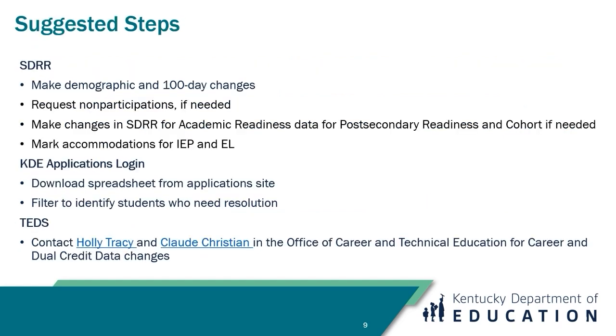Suggested steps. What should I be doing? Well, in SDRR, you want to look at your demographics and your 100-day changes, request non-participations, and make changes to your academic data. And remember, I said academic readiness data for post-secondary readiness. That career data, you have to go through Holly Tracy and Claude Christian if there are any changes for career data. Cohort, if you have to make any changes to cohort, you would do that during this time. Also, mark accommodations for your IEP and EL students.